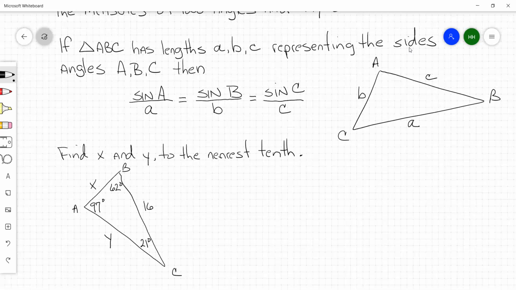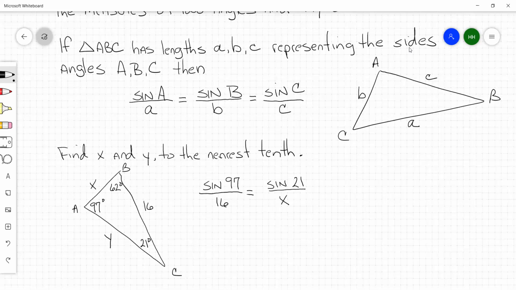So we can say that the sine of 97 over 16 is equal to, I'm going to solve for x first, the sine of 21 over the side opposite of it, which is this x. And then we're going to crisscross multiply to solve for x.